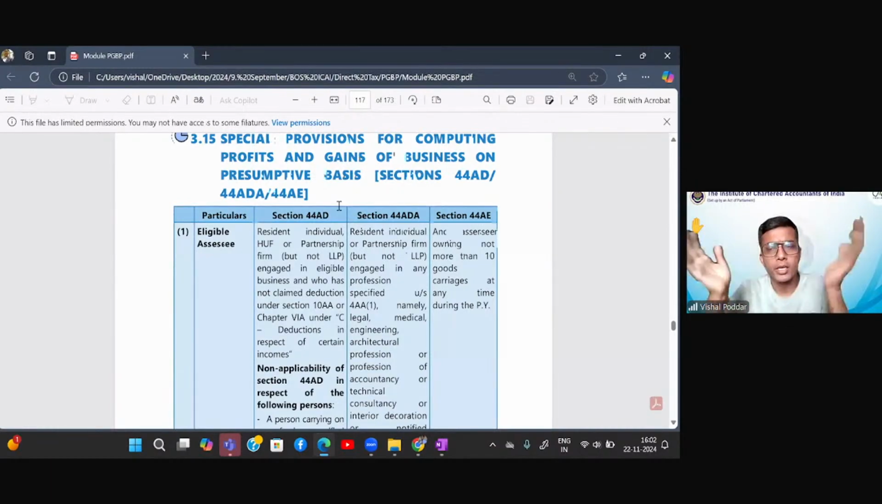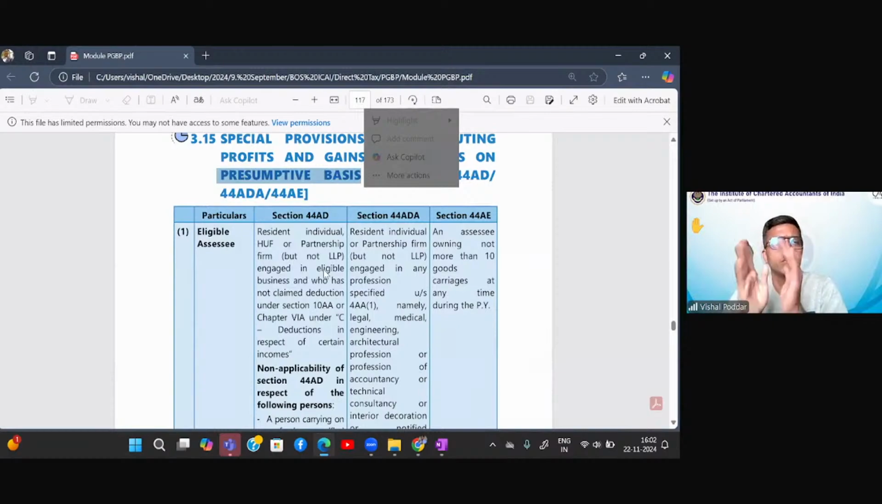We have studied the detailed computation of PGBP, whereby you add, less, allowed, disallowed, and on that basis you compute the PGBP income. However, besides that, for some businesses, the law says we are allowing you a presumptive method of computing your income. And for these businesses, this presumptive method is a choice. That is, they may follow the income coming from this presumptive income, or they may show a higher income. However, if they show a lower income than this, then they will have to get the books audited and do their maintenance of books. Now, what is this presumptive section dealing with?